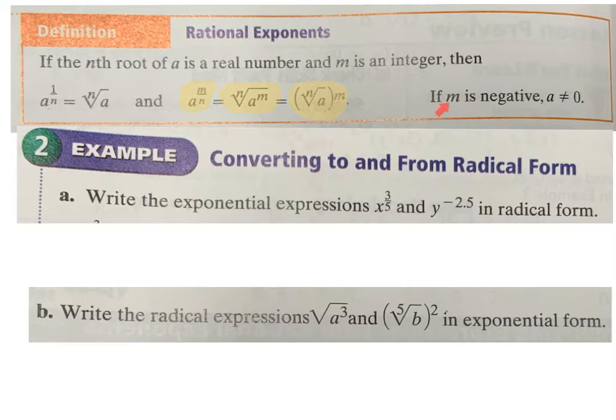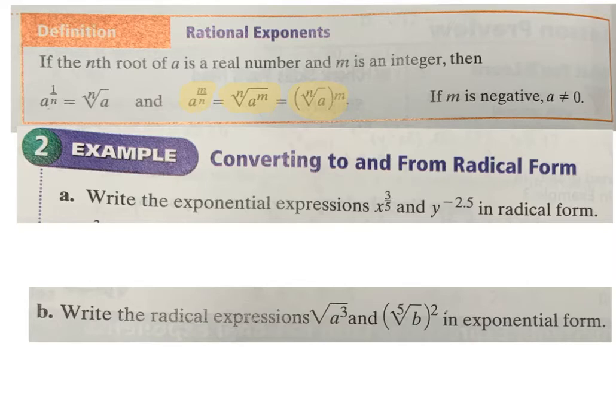It says this, if m is negative, a cannot equal 0. A cannot equal 0. And that's just because negative would put this in the denominator. So a negative number would put this in the denominator, and we know that from our exponential properties that we would have learned in like algebra 1.